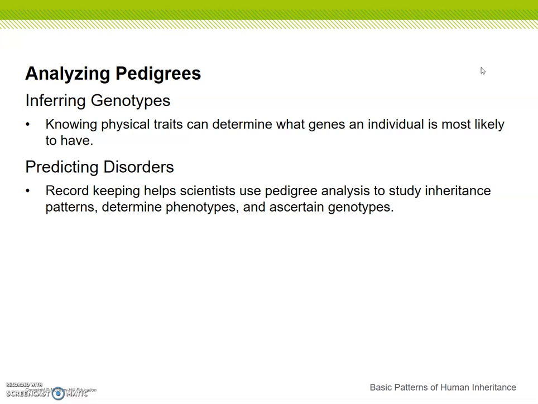Okay, as we analyze pedigrees, we can infer the genotypes. Knowing physical traits, which would be the phenotypes, can help determine what genes the individual most likely has. So again, knowing what traits they have physically can help you kind of take a guess or infer what genes they actually have. And then when it comes to predicting disorders, record keeping helps scientists use pedigree analysis to study inheritance patterns, to determine the phenotypes, and then to ascertain or eventually figure out the genotypes.